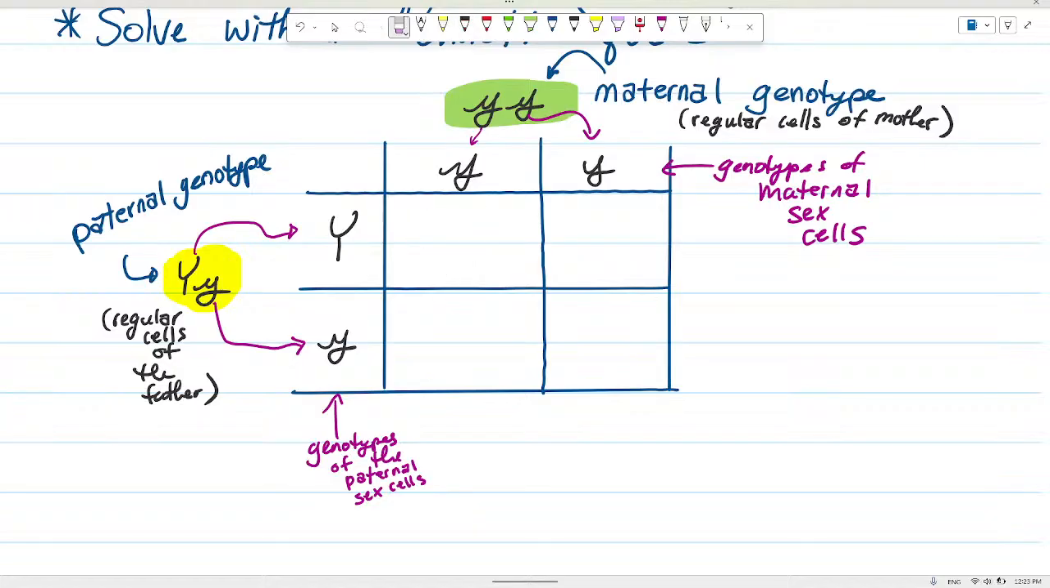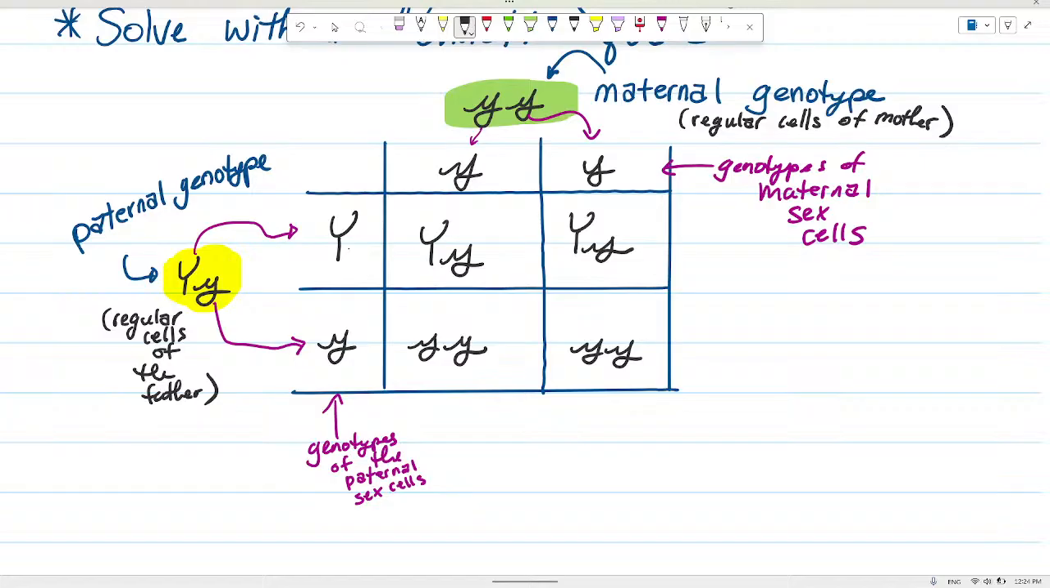This would be what happens if this seed and this pollen end up together. And if that were to happen, what would the genotype of this particular offspring be? Big Y and little y. Good. Big Y and little y. Does that make sense? What about this spot down here? What will that be? Little y and little y. Okay, what about here? Big Y and little y. And what about this down here? Little y, little y.